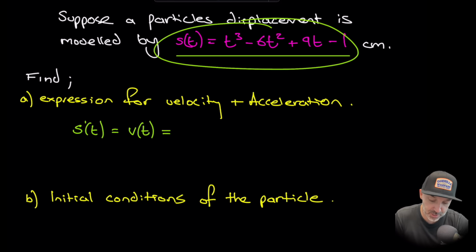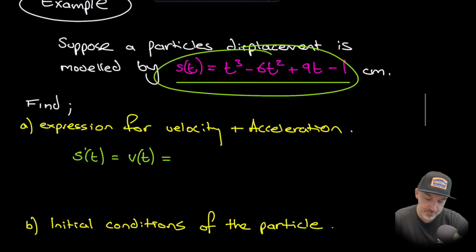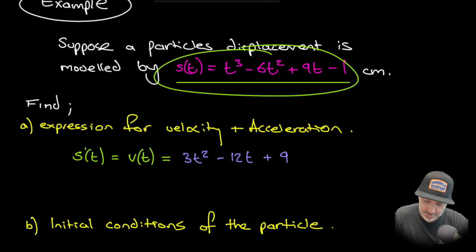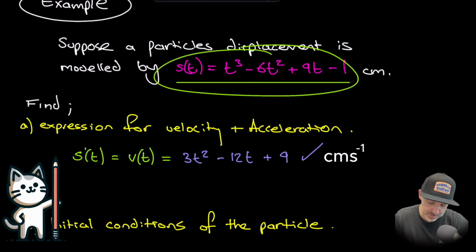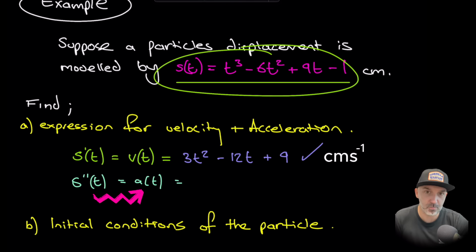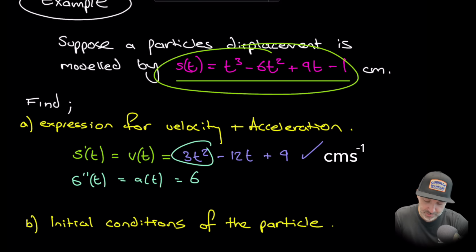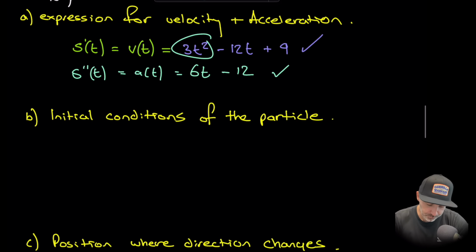So differentiating that is just going to be using power rule. So we're going to multiply by the power and then take one off. So that will be 3t squared minus 12t plus 9, and that is the velocity. Acceleration means that we would need to differentiate it again, so that would be s double prime of t. That would be the acceleration, and we're going to differentiate this, so we're going to end up with 6t minus 12, and that is an expression for acceleration.